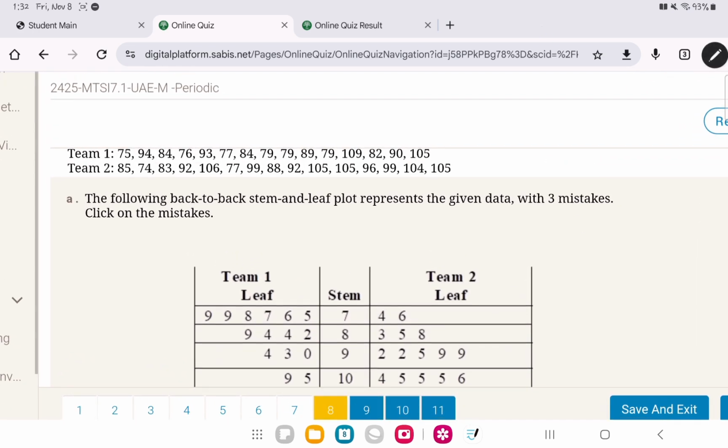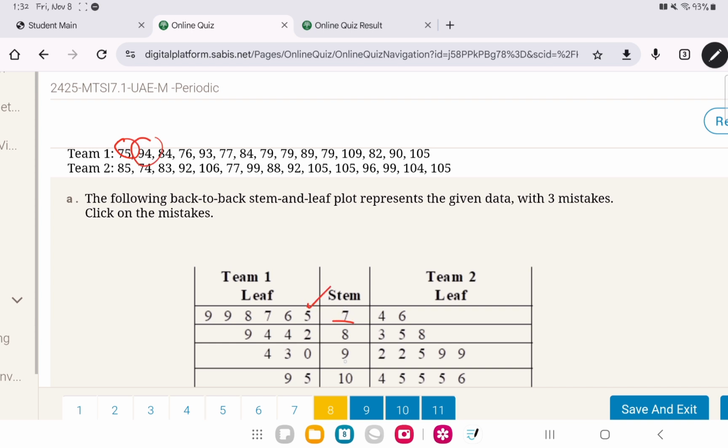Let's start. For team 1, it's the opposite. So the stem is here and then the leaf is over here. So you read this as 75, 76, like this. Okay? Let's start with team 1. We have 75 in team 1. So 7 and 5, correct.